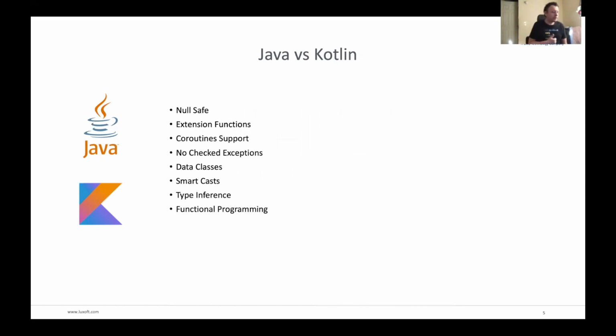Well, the first thing is that Kotlin tries to solve this popular error, the billion-dollar mistake, that is the null pointer exception. Kotlin by its nature is trying to solve that, because out of the box, Kotlin doesn't support nulls. If you need to use nulls, you need to specifically tell Kotlin that this type is nullable.